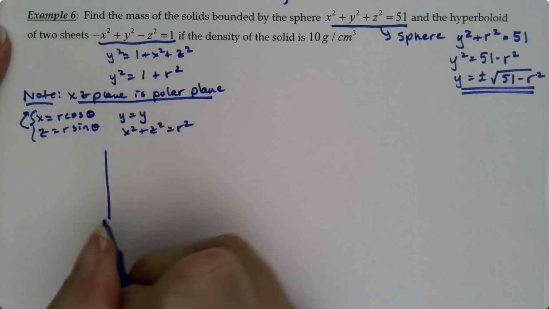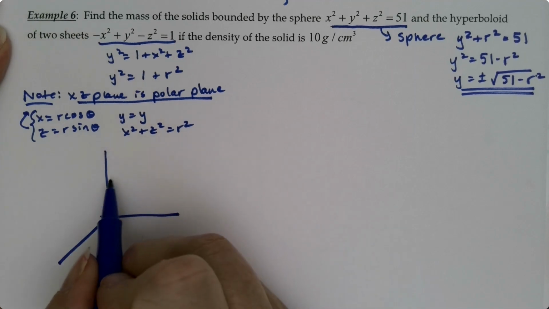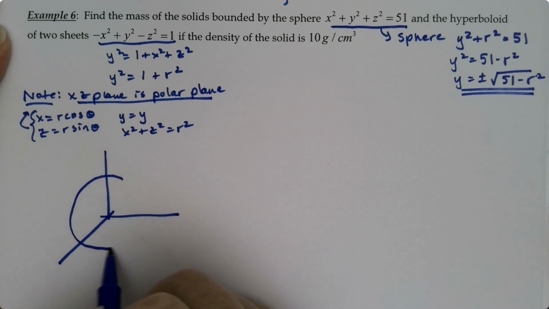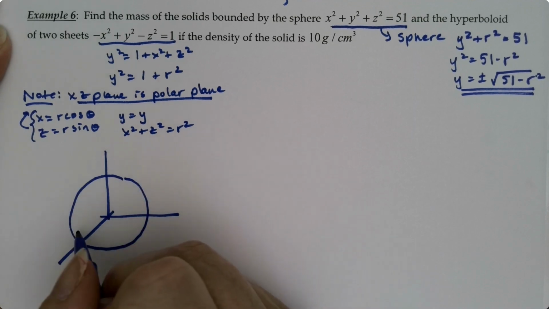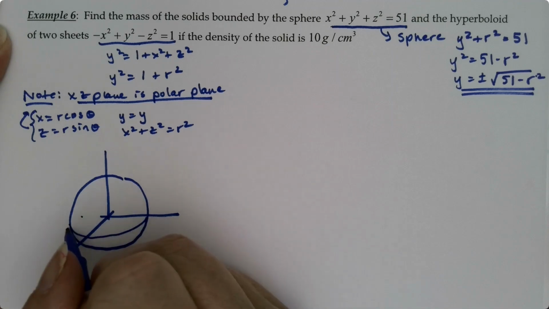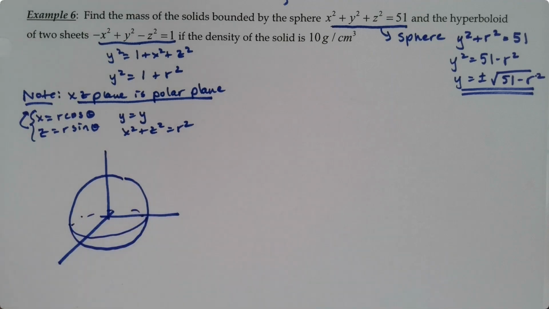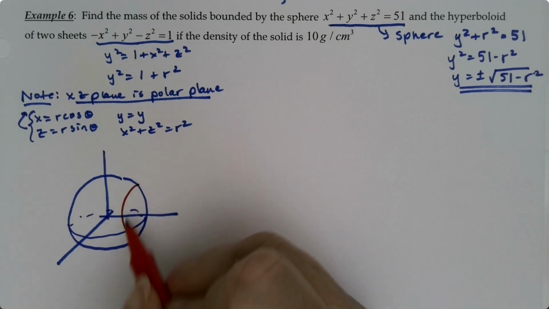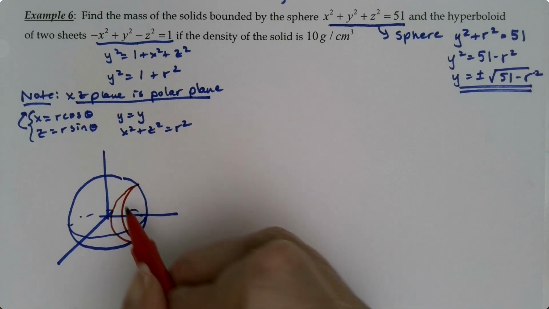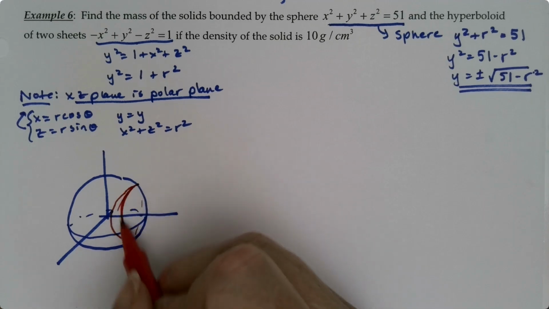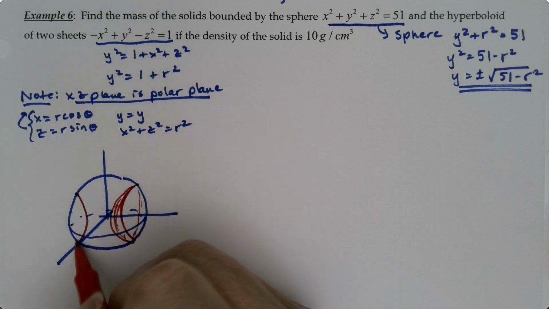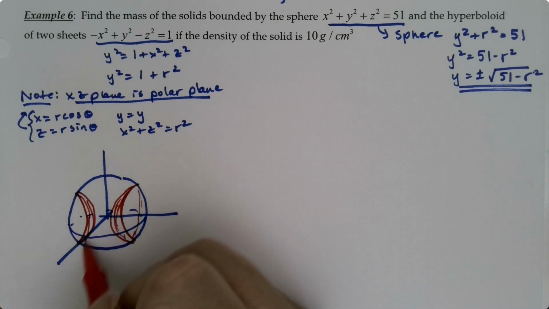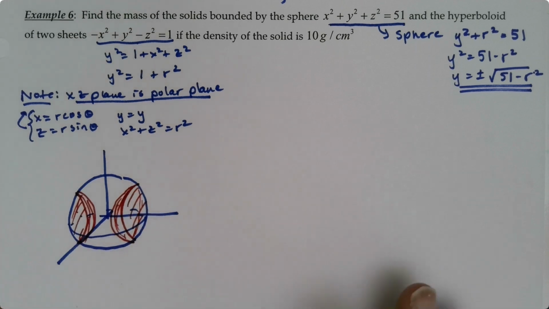It's not actually going to be that hard to draw. We just have to draw a sphere. There's our sphere. Then we have to draw the hyperboloid on top of it. The hyperboloid kind of cuts in on one side, forms a ring, and then cuts in on the other side. And that's what we're doing. We're cutting off these pieces, and that's the part we're really interested in.